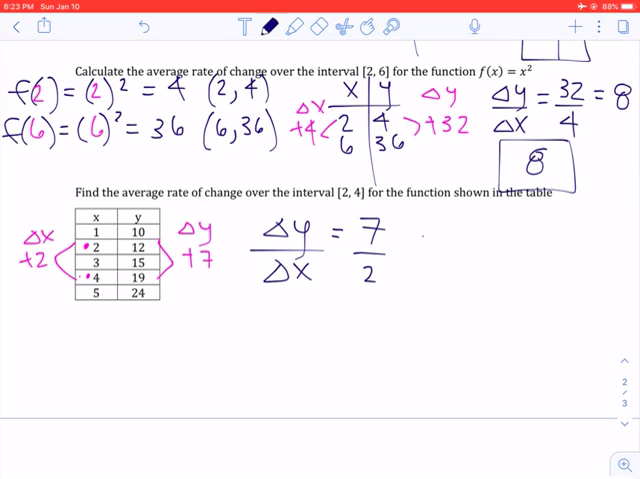We can leave it as this ratio. We can also turn it into a decimal, 3.5. And that is the average rate of change on this interval. Now, since this is not a constant rate of change, if we made our interval shorter or longer, then our rate of change would be different, just as a heads up. So it does depend on what interval we have chosen.